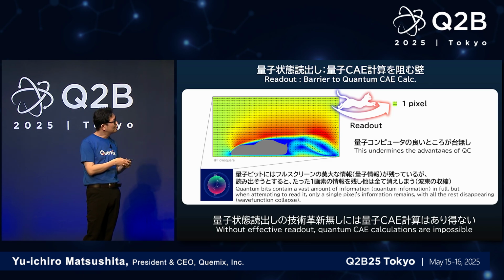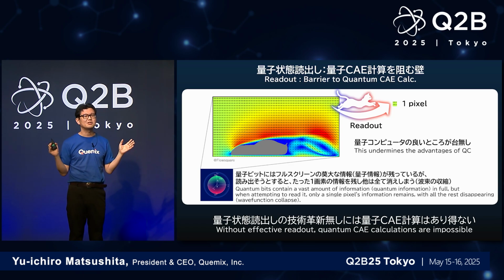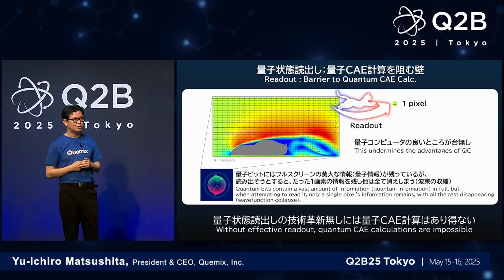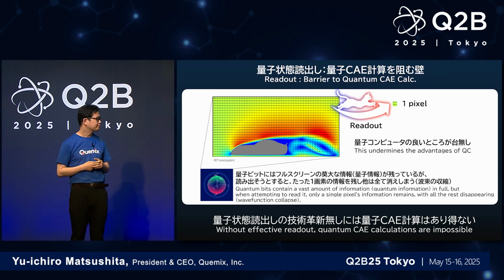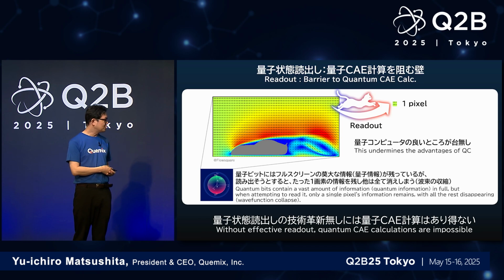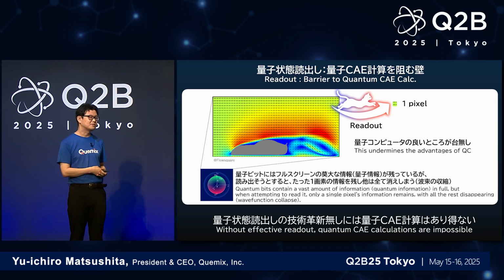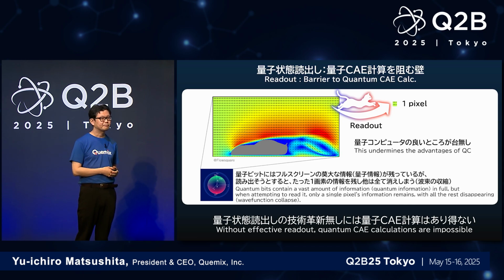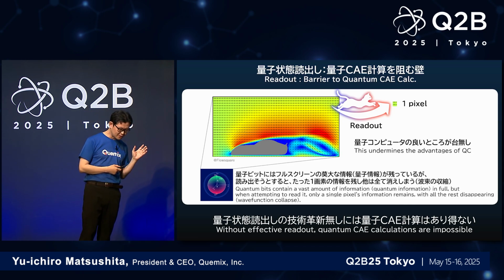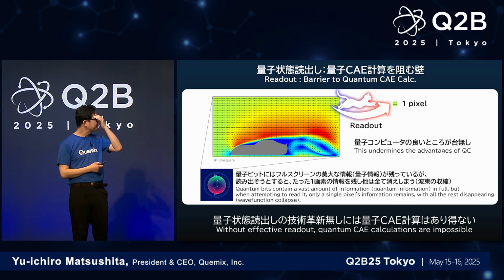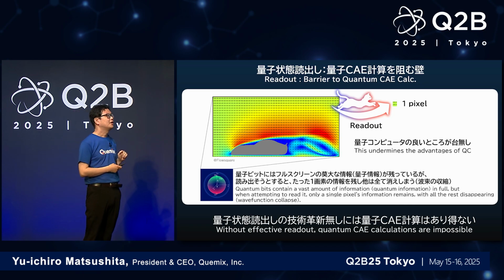So you access the readout, and if you want to see what the result was, basically, without this effective readout, the best part of quantum computing is lost. So without the effective readout, quantum CAE calculations are impossible. So what can we do? This has been one of the major challenges that we have really struggled with.